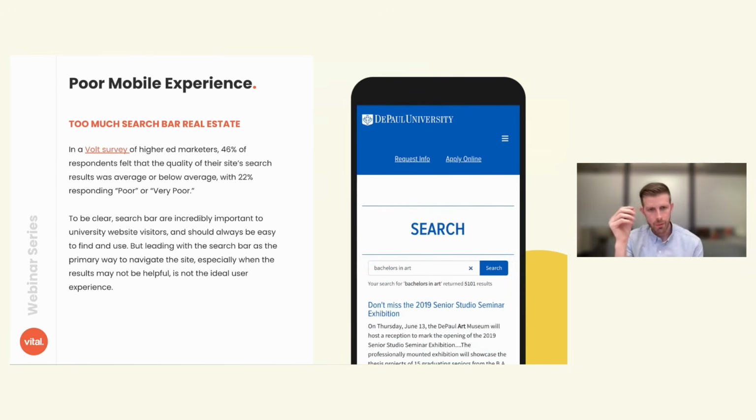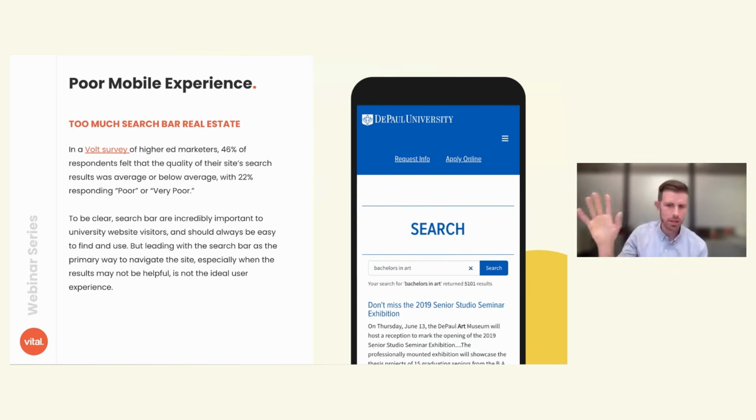And the problem with leading with the search bar first is that there is a study by Volt that talked to higher ed marketers and asked them about their confidence in their website search. 46% of respondents felt the quality of their site search results were average or below average. 22% said they were poor or very poor. So we're like 68% aren't confident their search works well, which is okay.